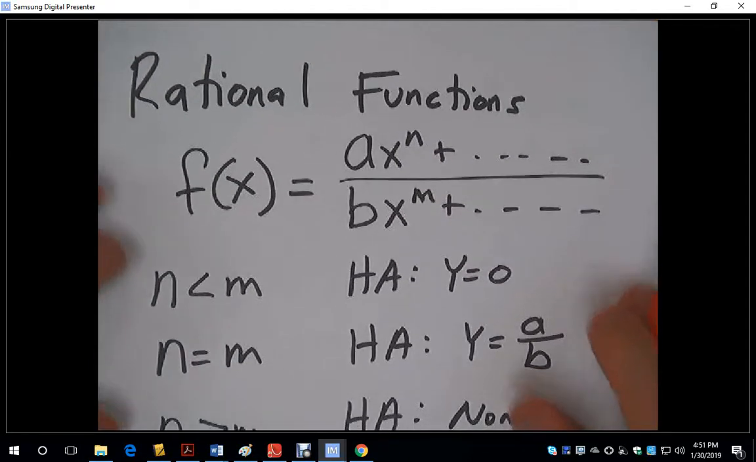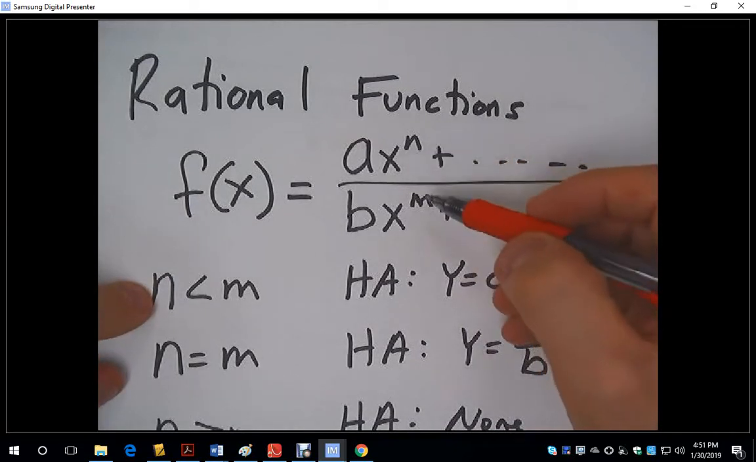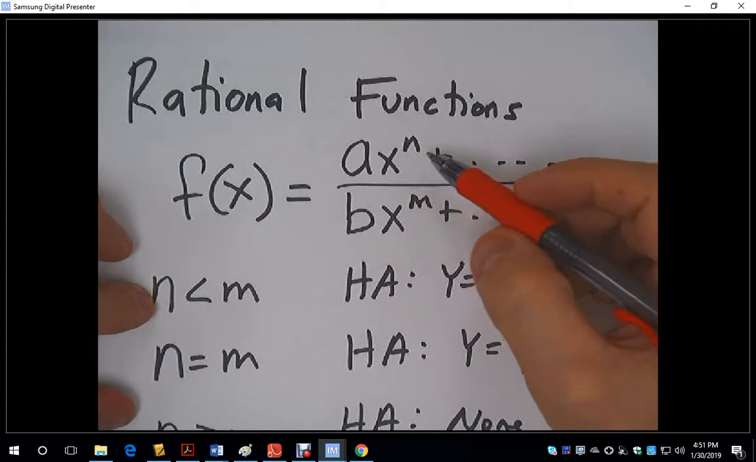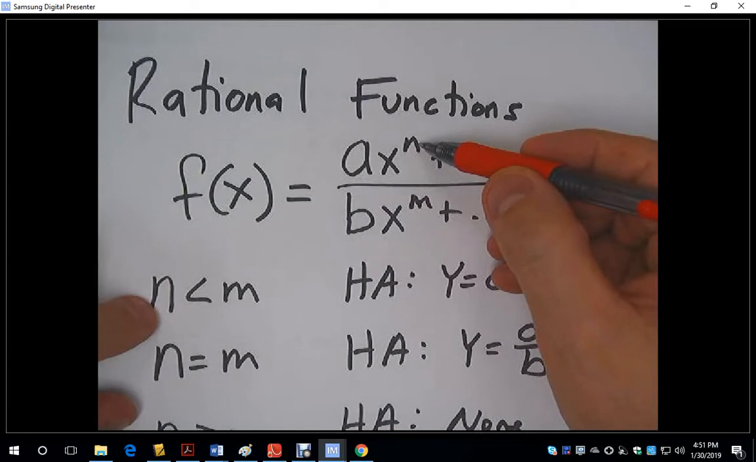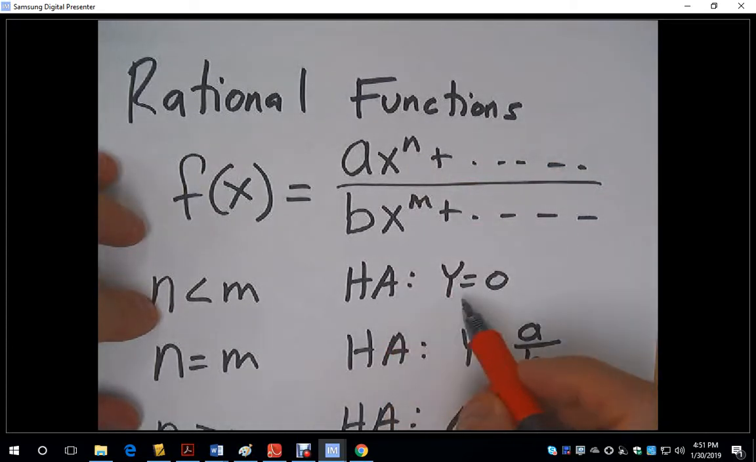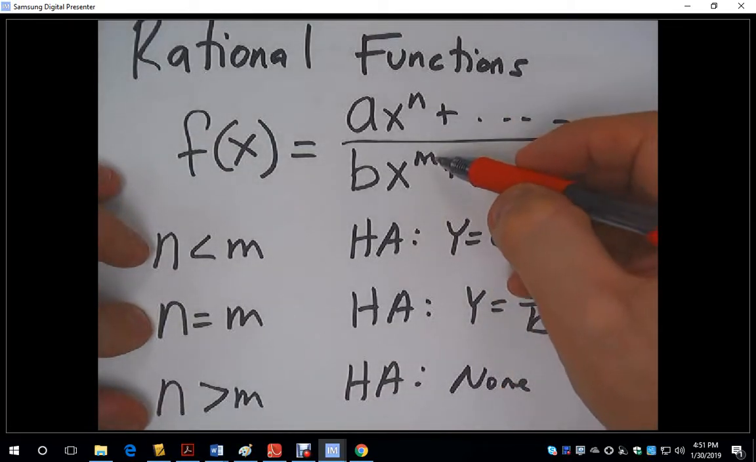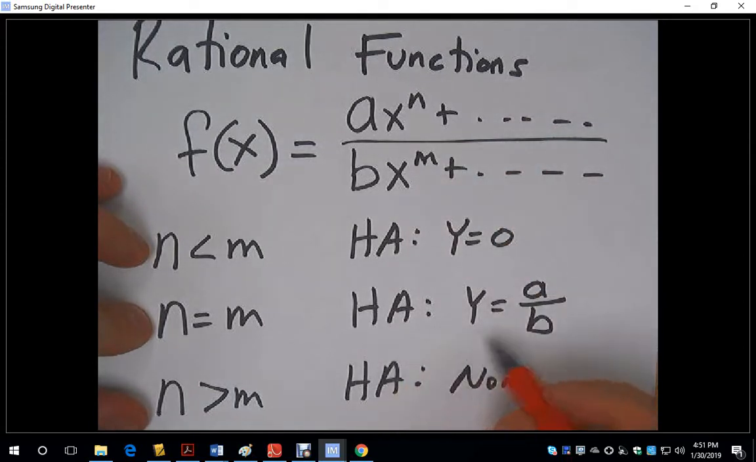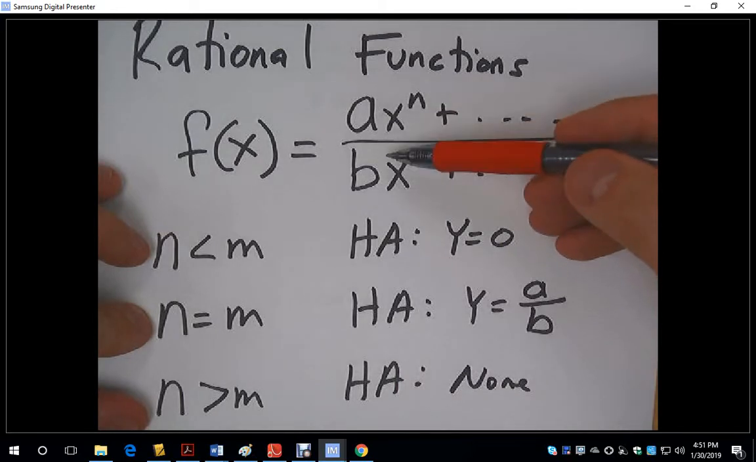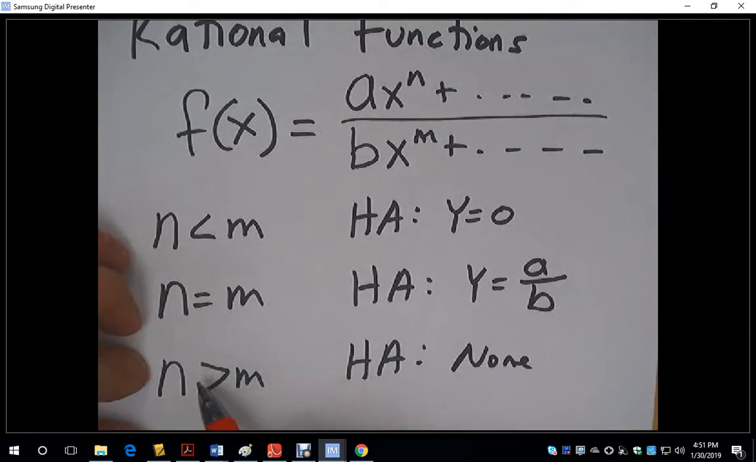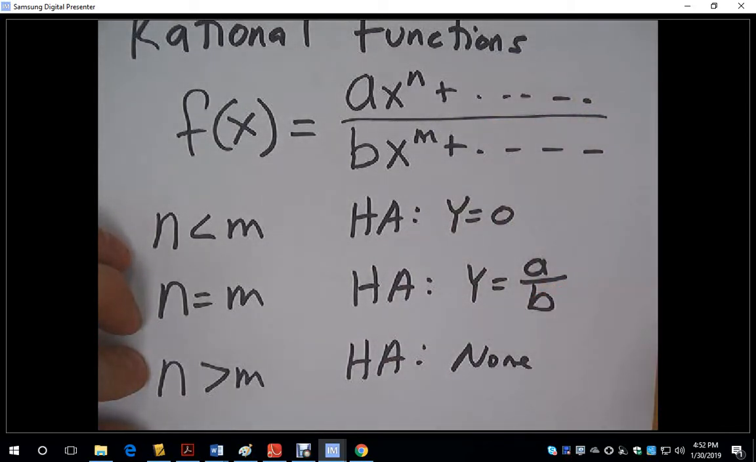So if the degree of my polynomial in the numerator is less than the degree in the denominator, and when I talk about degree, I'm talking about the highest order exponent, then my horizontal asymptote is always going to be y equals 0. If my degree in the numerator is equal to the degree in the denominator, then my horizontal asymptote will just be the ratio of the coefficients of my leading terms. And then if my degree in my numerator is greater than the degree in the denominator, then I will not have a horizontal asymptote at all.